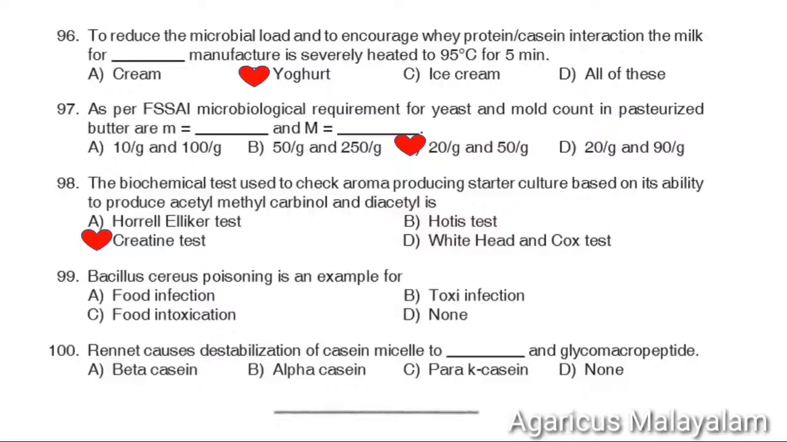99. Bacillus cereus poisoning is an example for? Correct answer is option B, toxic infection. 100. Rennet causes destabilization of casein micelle, producing dash and glycomacropeptide. Correct answer is option C.